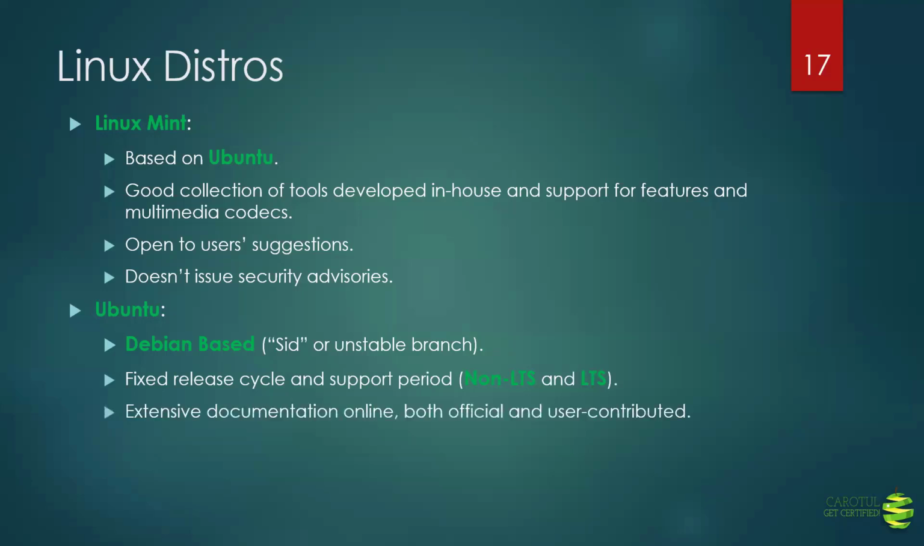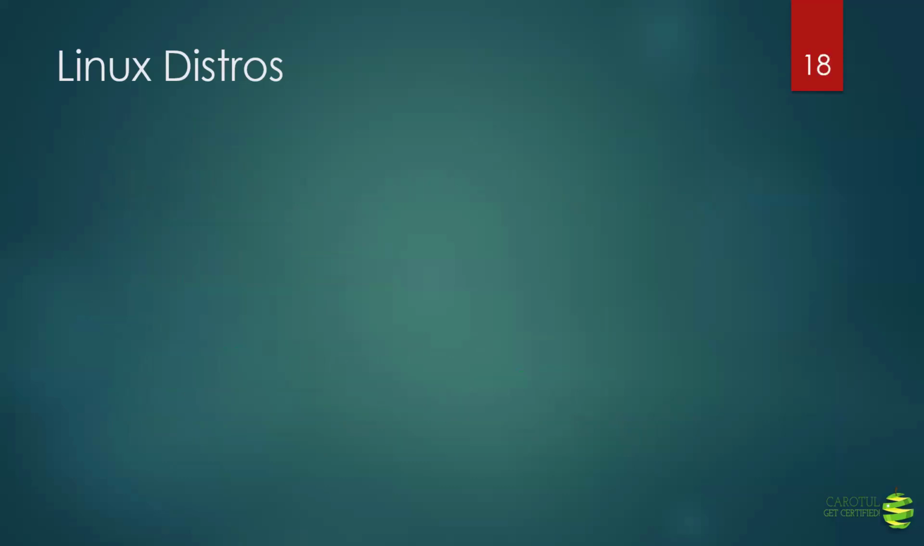The best thing about Ubuntu is that it has extensive documentation online, both official and user contributed. I would say the number one distribution which you will see on the internet as far as support is concerned. If you have any issue with Ubuntu, you go and type it in a search engine. You will find more than 10 documents explaining how you can fix that. So you can see Ubuntu is extremely popular among people. Although it is Debian based, it lacks compatibility with Debian because it is using the unstable branch of Debian Linux, right?